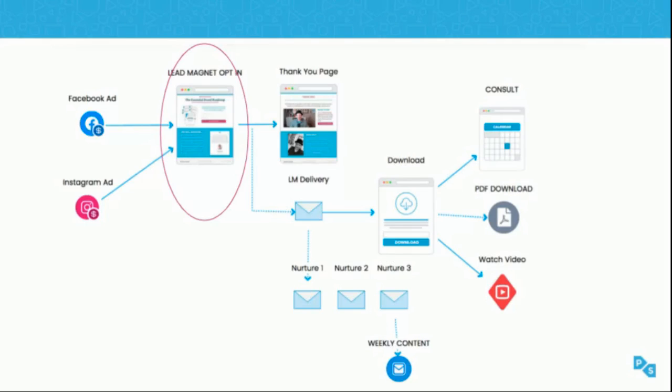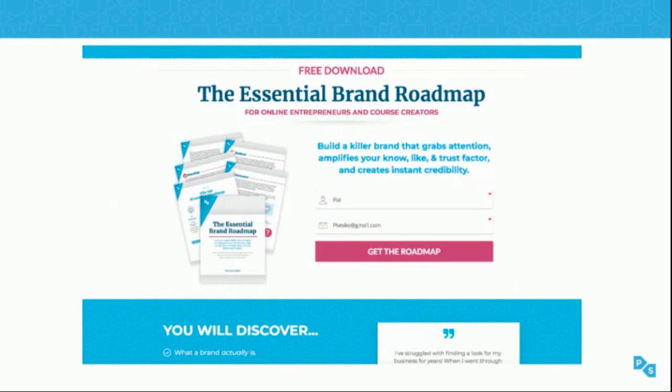So in my case, I'm going to be talking about Kartra, right? I have my lead magnet living on the internet somewhere. I'm going to create a lead page or an opt-in page. It's not a sales page. And I'll show you an example here. This is an example of my opt-in page. It's one page, and very short. It has this free download, the Essential Brand Roadmap for Online Entrepreneurs and Course Creators. That immediately tells you what it is and who it's for. And then the benefit: build a killer brand that grabs attention, amplifies your know, like, and trust factor, and creates instant credibility. So, hey, I want that.